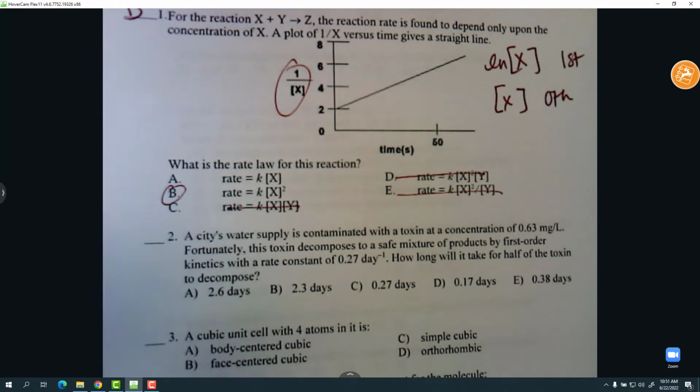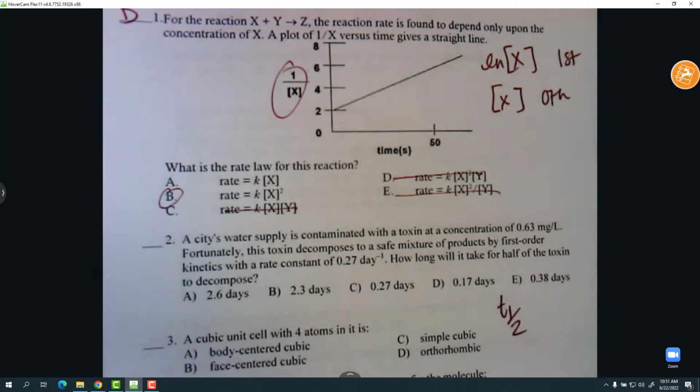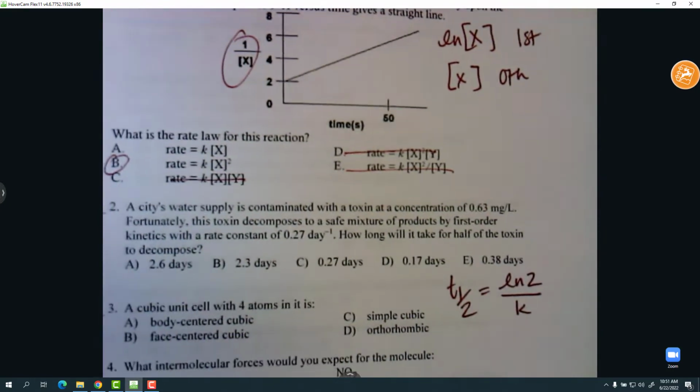Okay, this one is a little bit more math-ish, but it says the city's water supply is contaminated with a toxin at a concentration of 0.63 milligrams per liter. Fortunately, this toxin decomposes to a safe mixture of products by first-order kinetics with the rate constant of 0.27 days. How long will it take for half of the toxin to decompose? So half of the toxin to decompose, that's just words that mean half-life, right? And I know how to relate half-life for a first-order reaction to the rate constant. It's the natural log of 2 over the rate constant K.